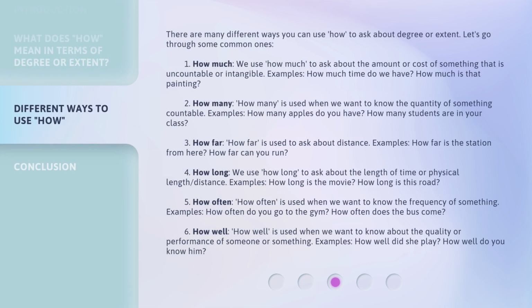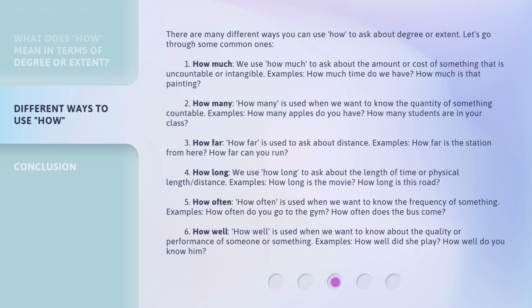There are many different ways you can use how to ask about degree or extent. Let's go through some common ones. 1. How much? We use how much to ask about the amount or cost of something that is uncountable or intangible. Examples: How much time do we have? How much is that painting?